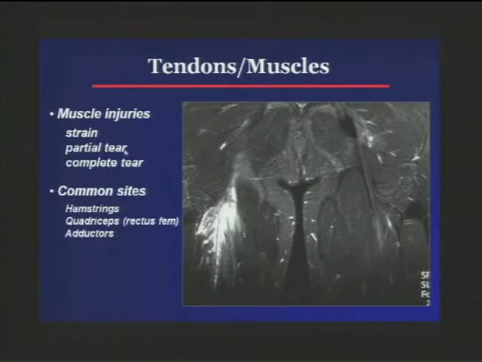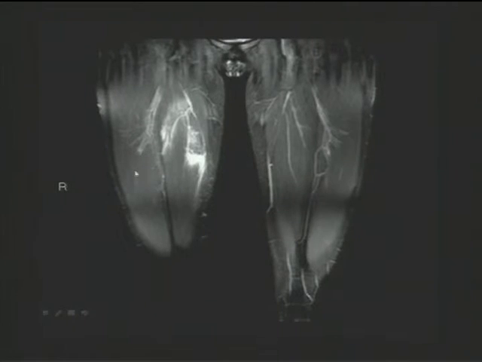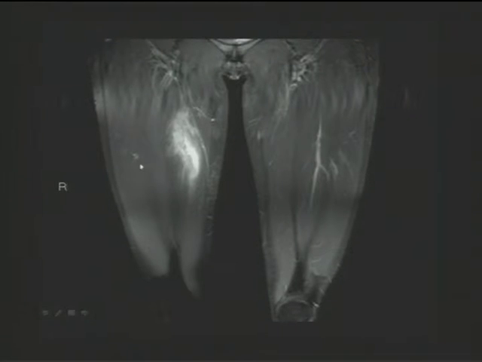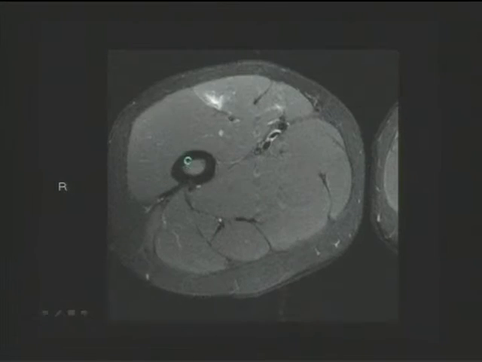Muscle injuries are graded: strain, partial tear, complete tear. The strain will just have feathery edema within the muscle. Partial tears will have some muscle disruption. Common sites are going to be muscles that cross two joints, and around the hip, you're talking about the quadriceps and the hamstrings. So here we go. This is a young woman runner at UVA, and you can see on the coronal scan something's wrong. So we'll go to a little higher resolution.